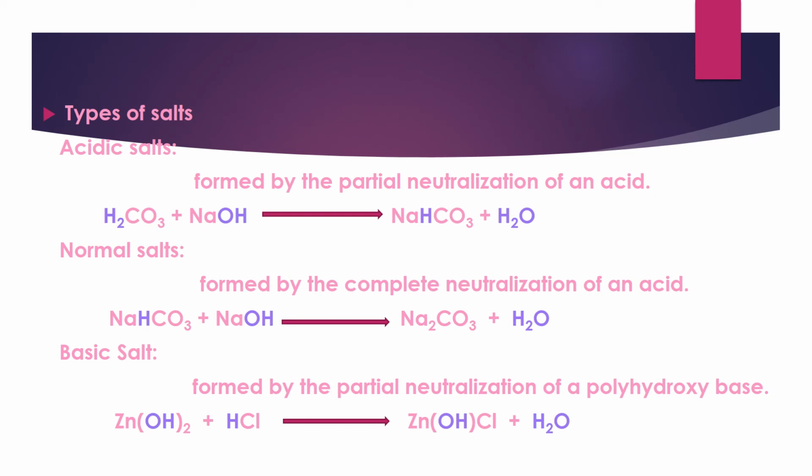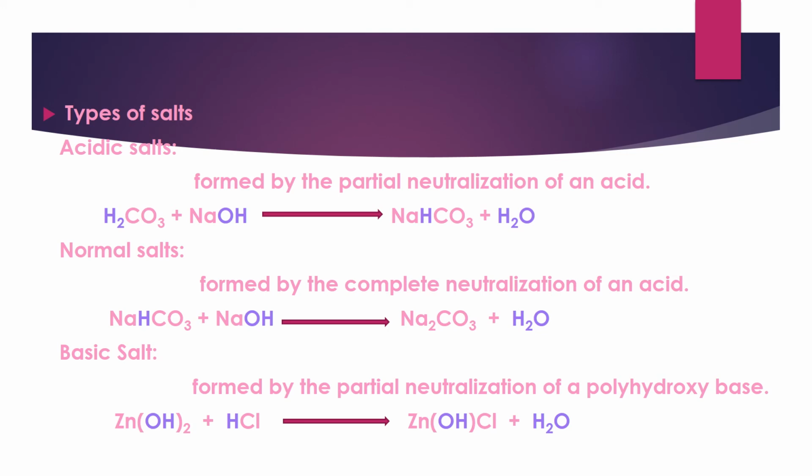Third type is the basic salts, and these basic salts are formed by the partial neutralization of a polyhydroxy base. Polyhydroxy base means hydroxide ions are present in the base, and when these hydroxide ions of the base react with some acid, then the product will contain a salt which will have the hydroxide ion in it. So these kinds of salts which have hydroxide ions in them are called basic salts.